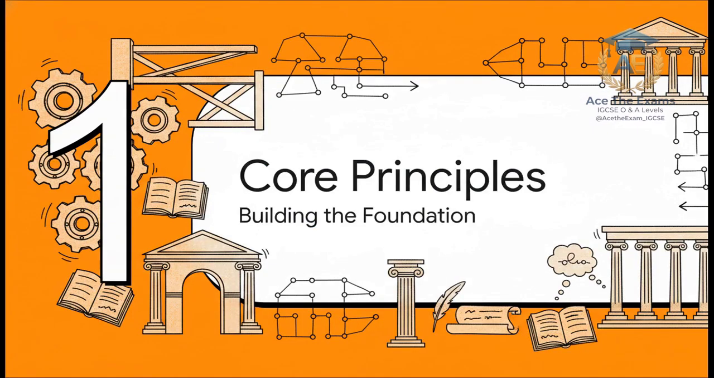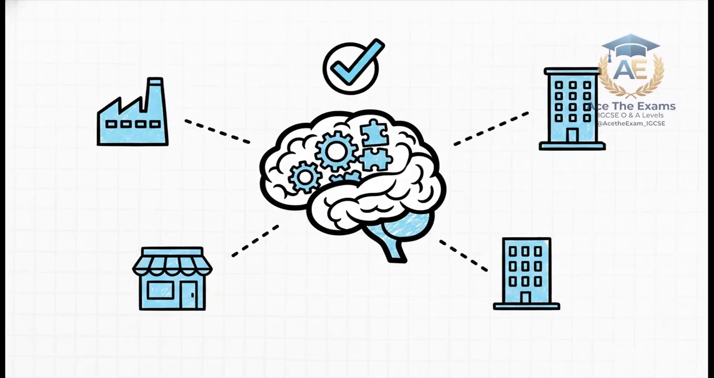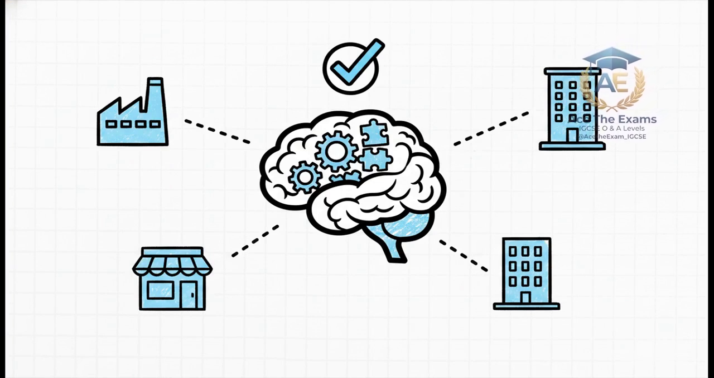Section 1. Core Principles, Building the Foundation. Okay, let's dive into this. Before we calculate a single number, we absolutely have to understand the theoretical architecture. Cambridge examiners are not looking for human calculators. They want dynamic accounting scholars.